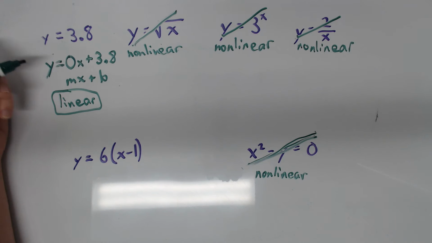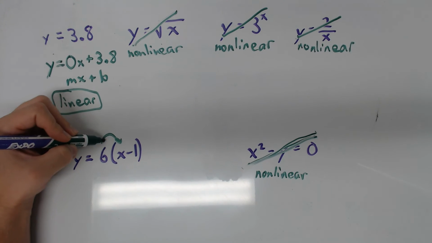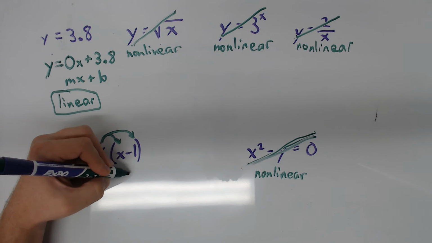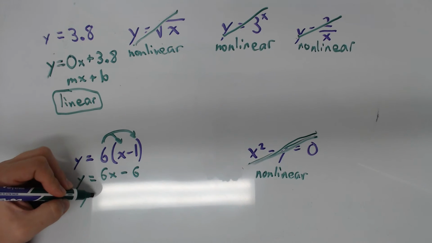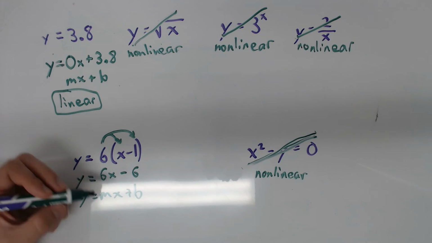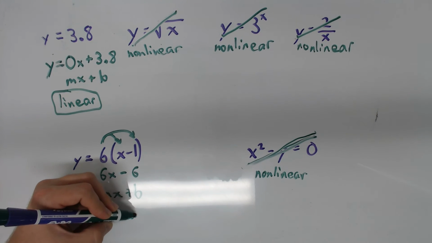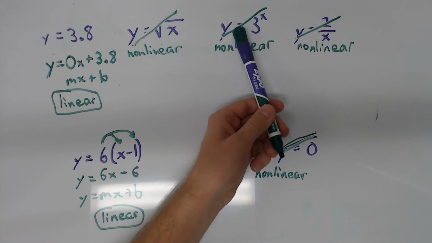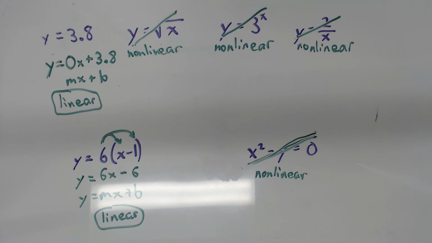And down here, well, I'm going to distribute to get rid of those parentheses. And now it immediately looks like y equals mx plus b. All right, so this one again is linear. Oftentimes, if we don't see those issues I talked about, it's going to end up being linear. These are some key things to look for that are going to end up curvy as a graph.